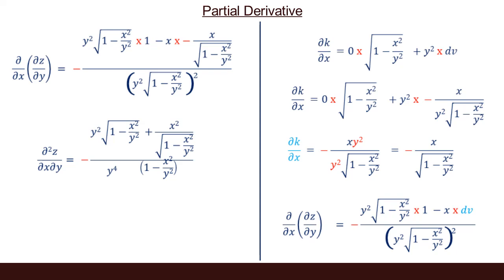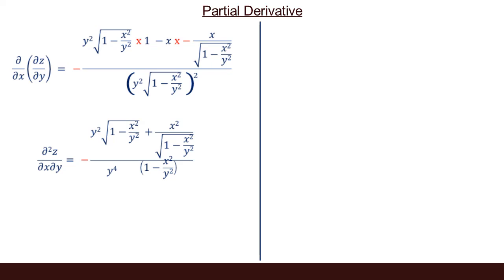When you open the bracket, we're going to have y raised to the power of 4, open bracket, 1 minus x squared all over y squared. When you use this raised to the power of 2 to open the bracket, where you have the square root, it is going to cancel the square root. So here we have y raised to the power of 4, open bracket, 1 minus x squared all over y squared, as the denominator.